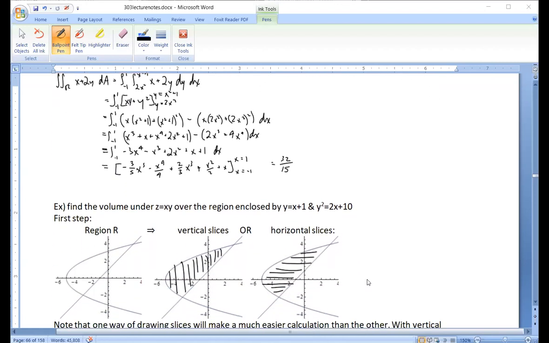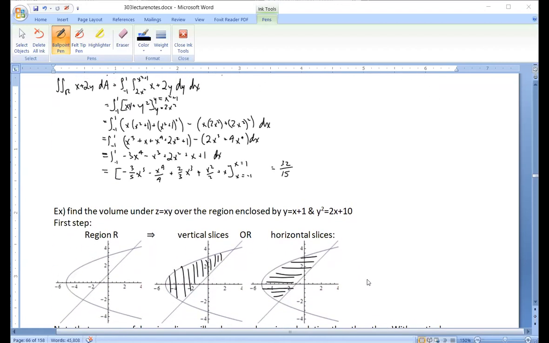So just from that quick sketch, you can see that the region is going to be the one on the left. Now, as always, we need to make the choice: which way do we slice it, which tells us which order we're going to set up for integration. So vertical slices look like this, and horizontal slices look like this.